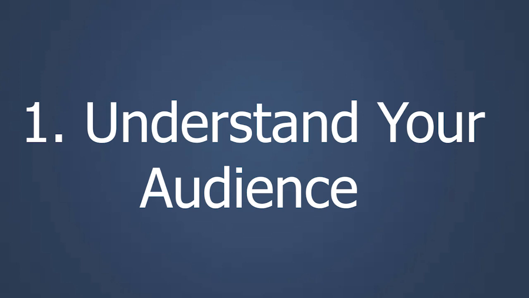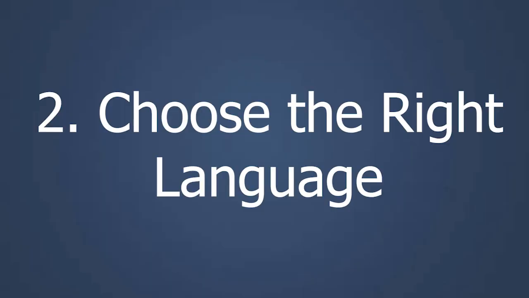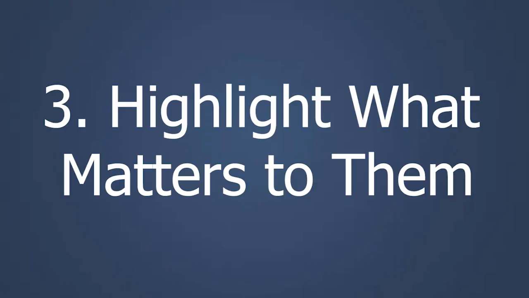Understand your audience. Before preparing your summary, consider the audience's knowledge level, interests, and what they need from the information. An executive team will likely want different information than a technical team or a client. Choose the right language. Adjust the complexity of your language based on the audience's familiarity with the topic. Avoid jargon and technical terms when speaking to a general audience, but use specific terminology if it's standard for your audience's field. Highlight what matters to them.